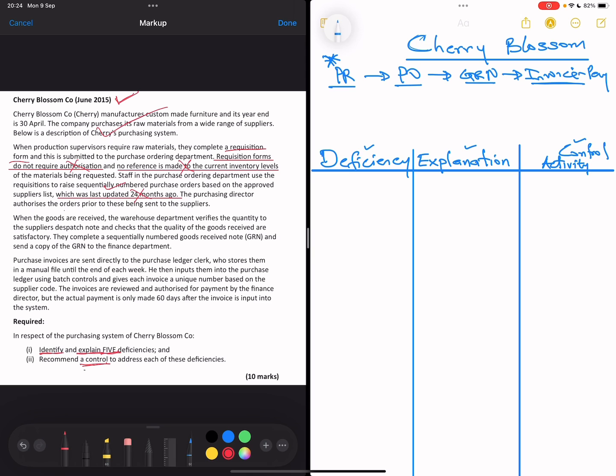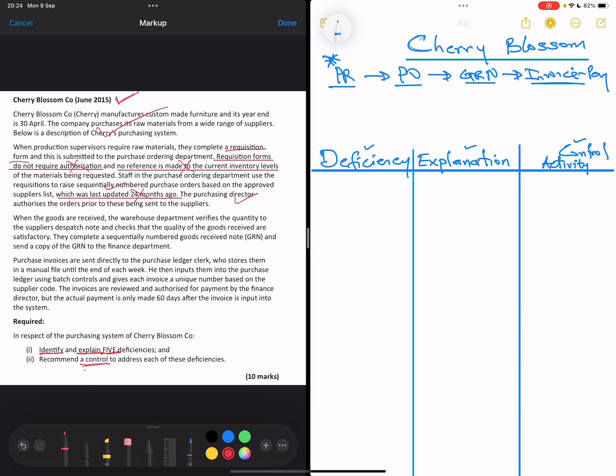The purchasing director authorizes the orders prior to this being sent to the supplier. That's a good one. So, because sometimes the question might ask you to identify strength as well in the process. So you need to know how to identify controls when you see them.